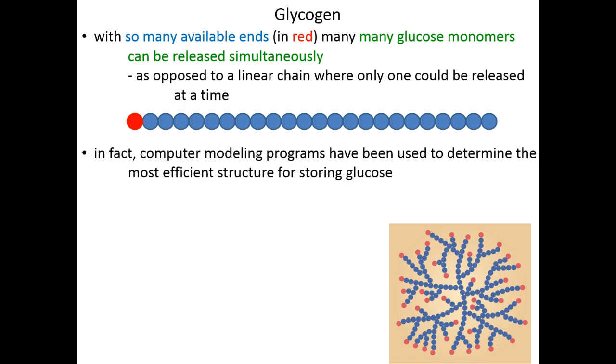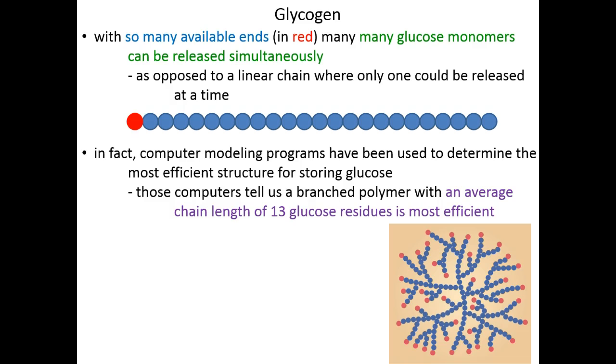In fact, computer-based biologists who do experiments in silico, as it's called, have written programs to model the evolution of a glucose storage molecule, and they've programmed computers to evolve the most efficient glucose storage form possible. And those algorithms, those models, have come back with a prediction that the most efficient storage form for glucose would be a branched molecule, where the average length of each chain in those branches is 13 glucose residues in length. That would be the most efficient, to have these branches grow no more than 13 glucoses.